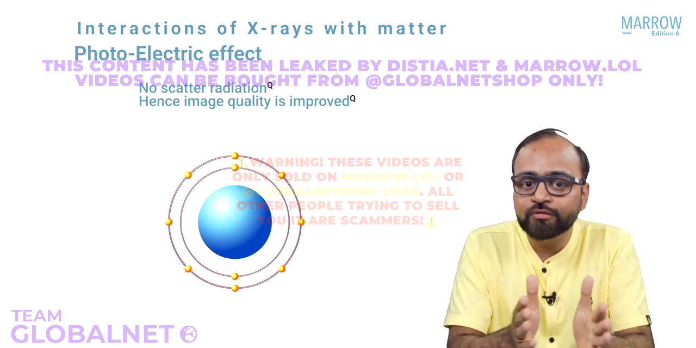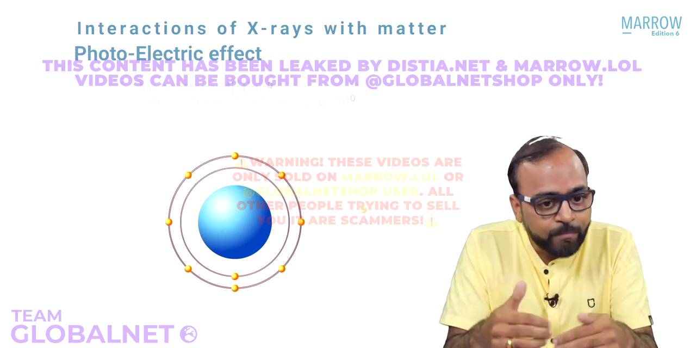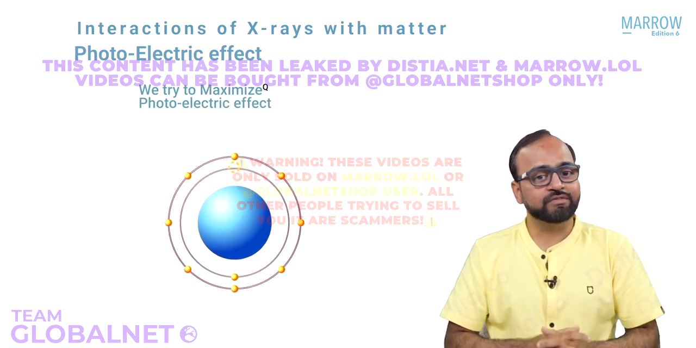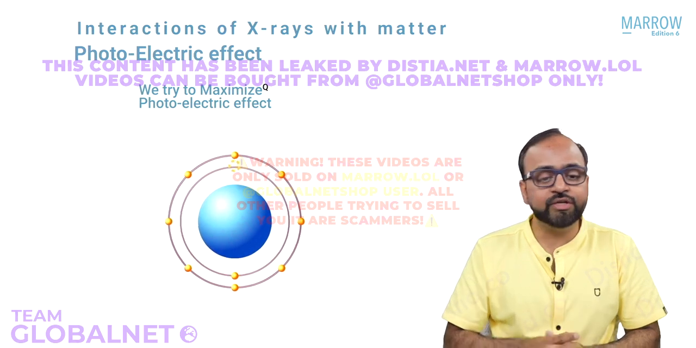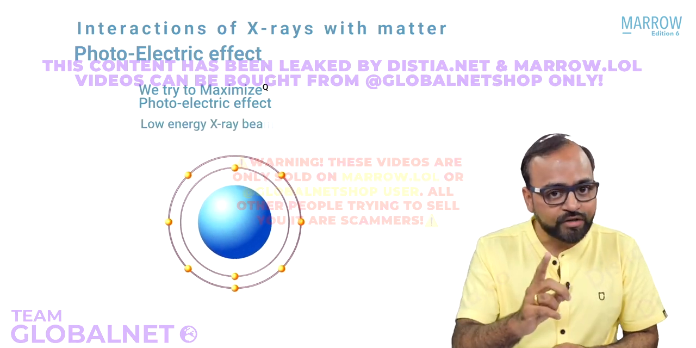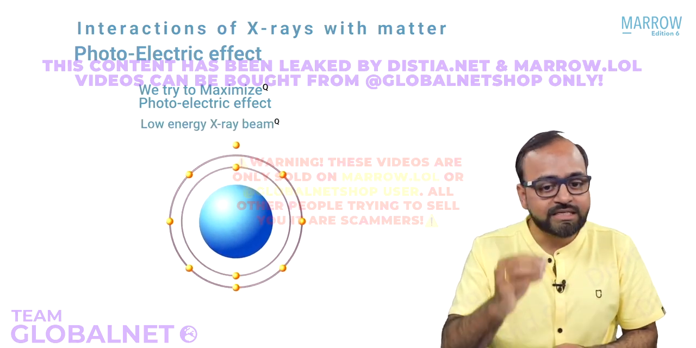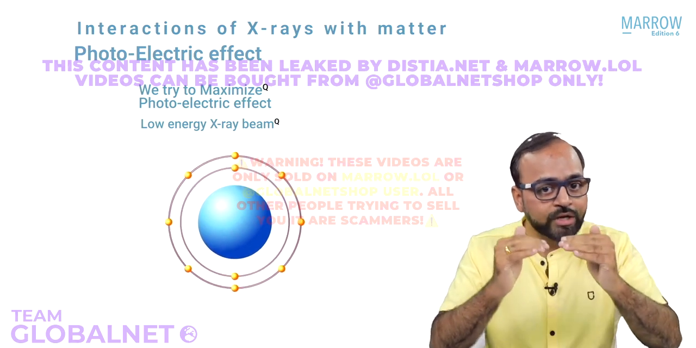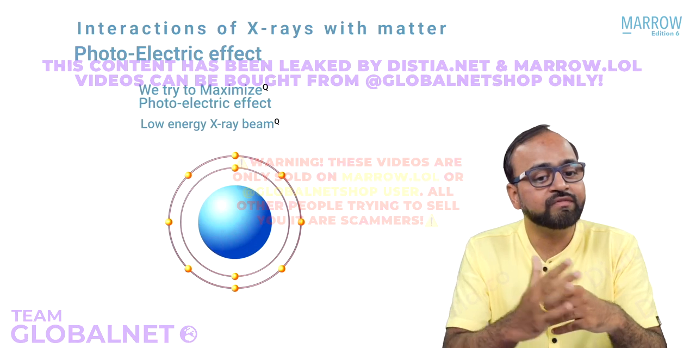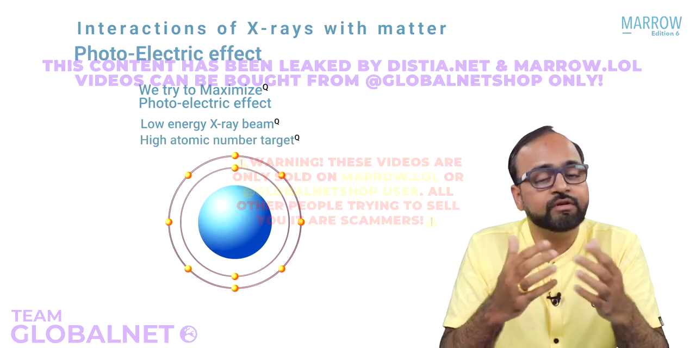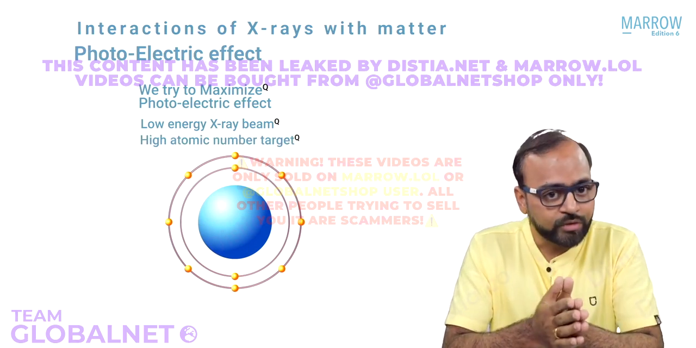Because it improves the overall image quality, we want to maximize the photoelectric effect. How can we maximize photoelectric effect? Look, it is called a low energy phenomenon. So if we use an X-ray beam of relatively low energy levels, or we use a target of relatively high atomic number, we will be able to maximize the photoelectric effect.